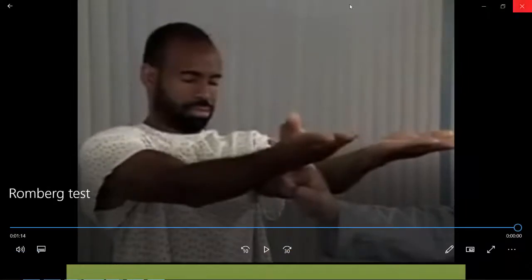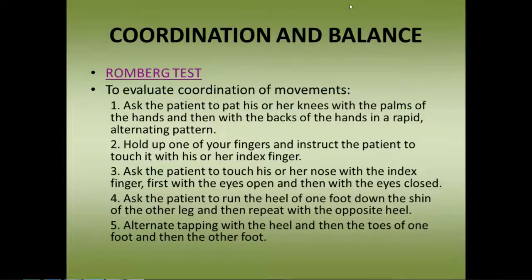Okay, so that is your Romberg test. That is a test commonly used to determine coordination and balance of the patient. Another would be the assessment of your pronator drift. Other ways on how to evaluate coordination of movements would be the following.